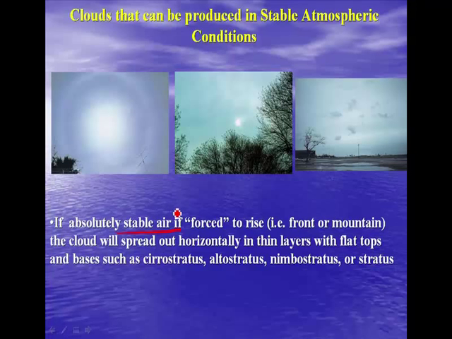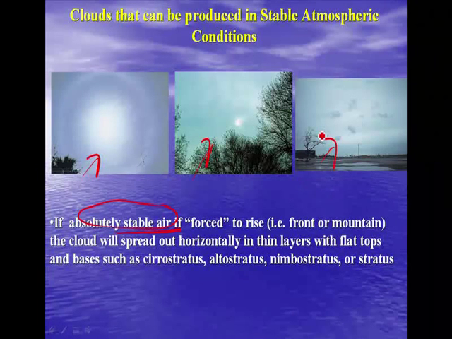If it's lifting absolutely stable air, we'll see clouds such as cirrostratus clouds, altostratus, or stratus clouds, nimbostratus, those types of clouds. So if you see those types of clouds, you've got a stable atmosphere.